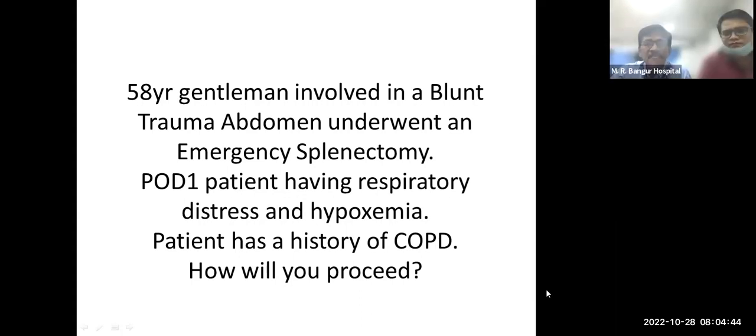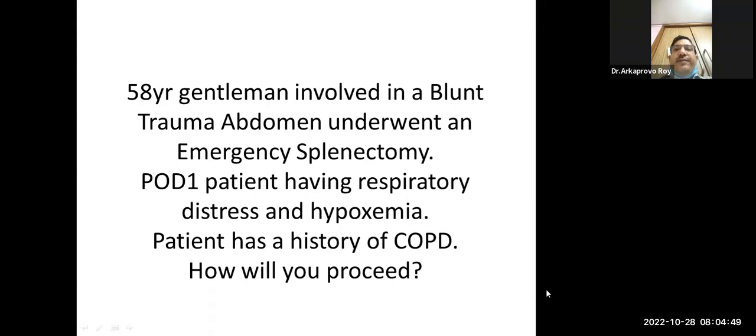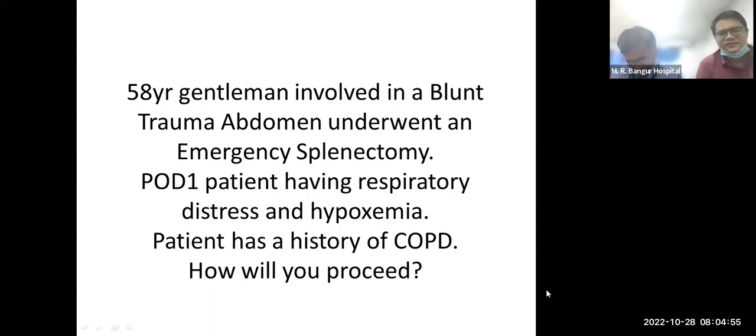So that is the scenario. We can proceed from this point and then keep on discussing. So how will you proceed? On POD1, patient having respiratory distress and hypoxemia. So first we'll give supportive treatment with oxygen. For hypoxia, we'll give oxygen.